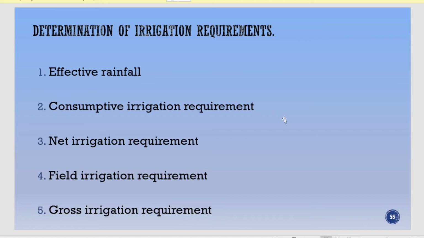So you just have to go step by step. Imagine that you are going from the farm field to a reservoir. First, let us understand what effective rainfall is. Effective rainfall means, if a rainfall has taken place, there is an amount of water that gets stored in your root zone.